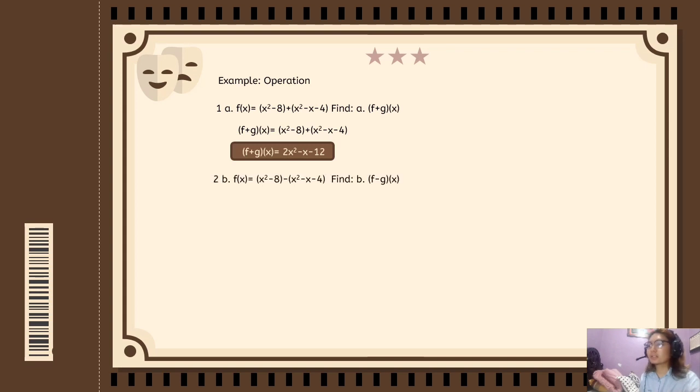Next, B, f of x is equal to x squared plus 8, ganun lang ulit, to x squared minus x minus 4. Find b. Ito naman, subtraction naman to. Ayun na, nilagay na natin siya. Therefore, ang magiging sagot natin, ito na.